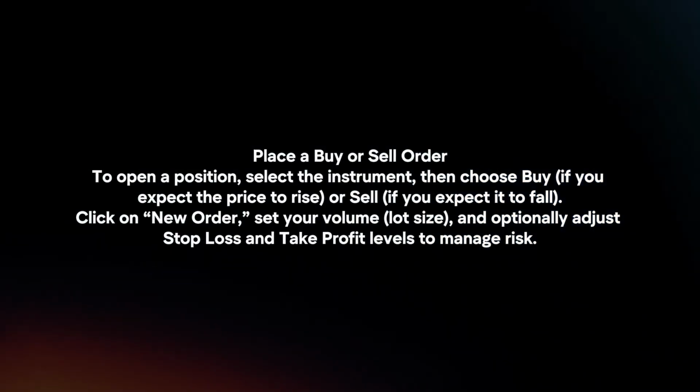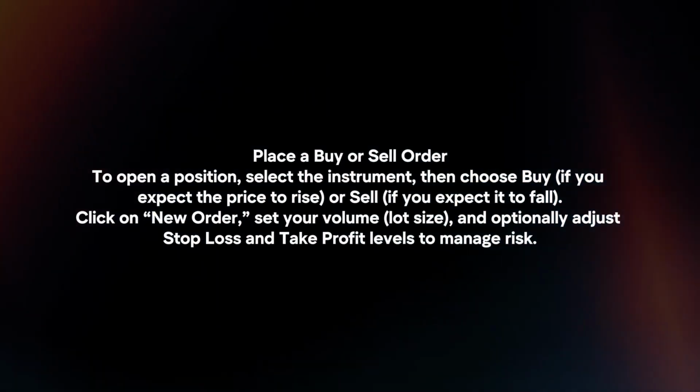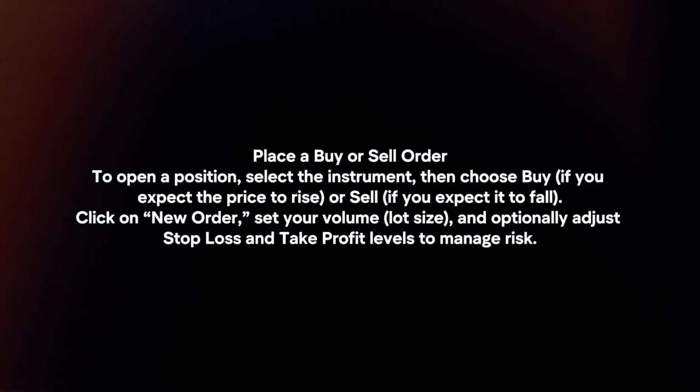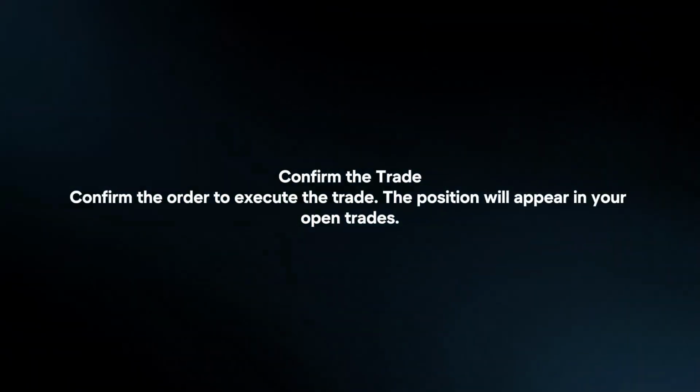To open a position, select the instrument, then choose buy or sell. Click on new order, set your volume, and optionally adjust stop loss and take profit levels to manage risk. Confirm the trade. Confirm the order to execute the trade. The position will appear in your open trades.